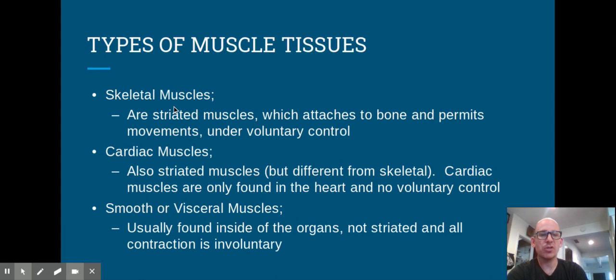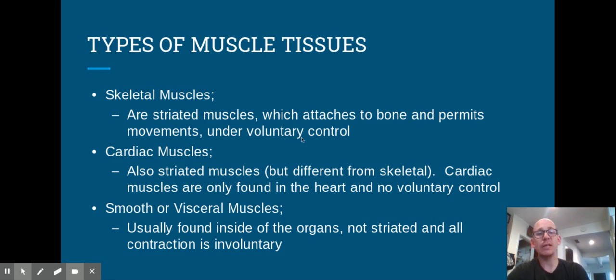Skeletal muscles, these are striated under the microscope, which means striped. They attach to bone and they permit movement. Okay, so all of the major muscles of the body that you should know, like pectoralis, abdominals, quadriceps, biceps femoris, gastrocnemius, all of those are skeletal muscles. Okay, they cause movement of the skeleton. And these are under your voluntary control.